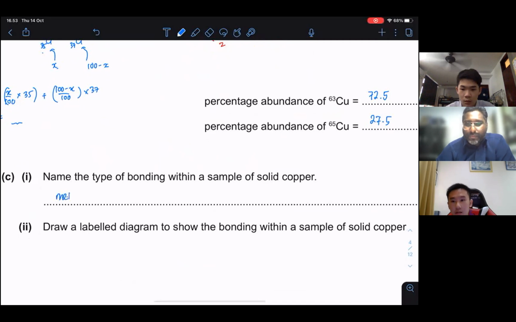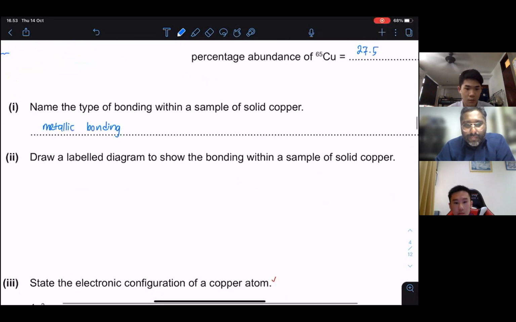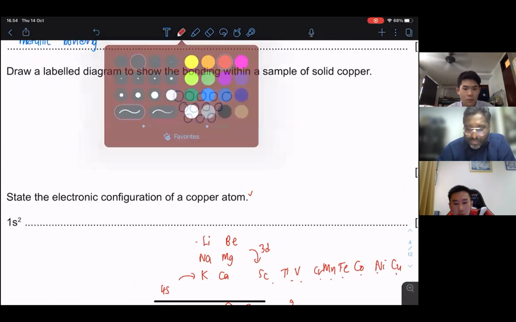First, if you want to draw a sample of solid copper, you must draw a regular arrangement. Basically, the atoms are arranged side by side in a regular arrangement. So I'll just put it like this, a regular arrangement. Here I'm just giving some space, but if you want to put them a bit nearer, it's also fine.